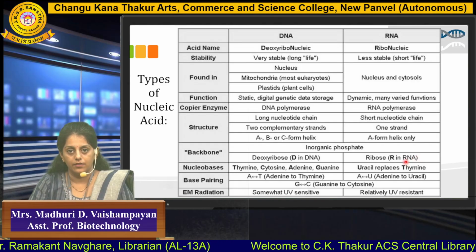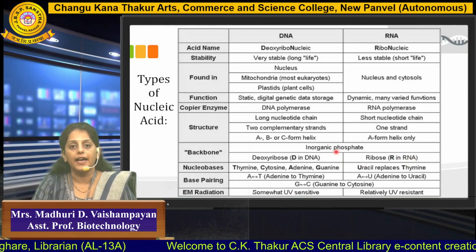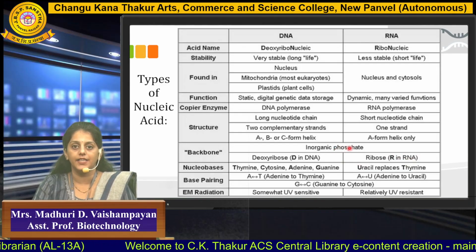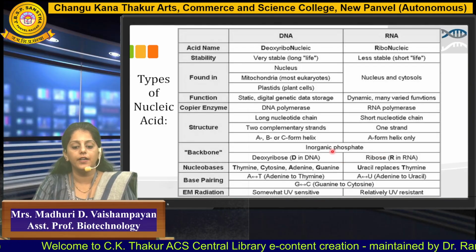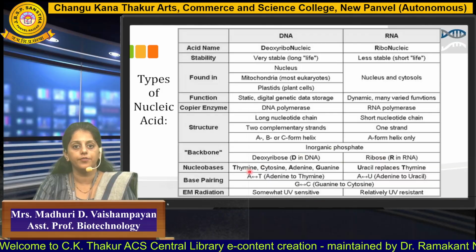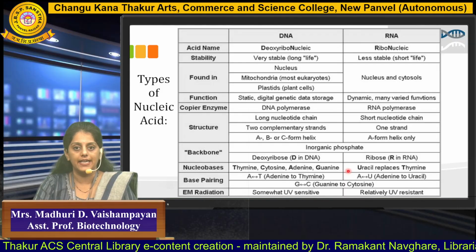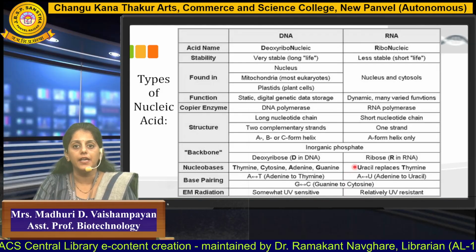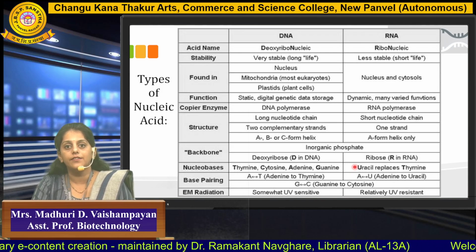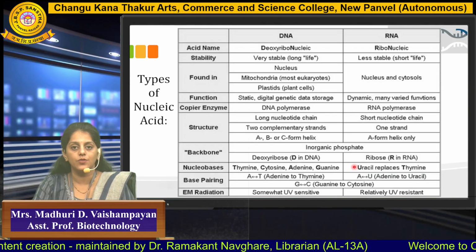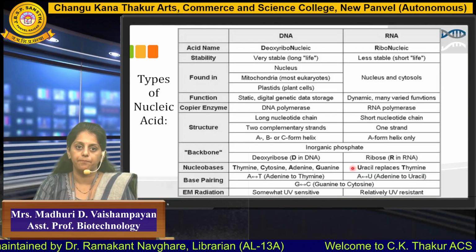Now, in the same way, there is a difference in the nitrogenous bases which are present in your DNA as well as in your RNA molecule. In case of your DNA, we have a combination of thymine, cytosine, adenine and guanine. In case of RNA, your thymine is replaced by uracil. So, the rest of the 3 nitrogenous bases will remain the same. Only the thymine will be replaced by uracil.